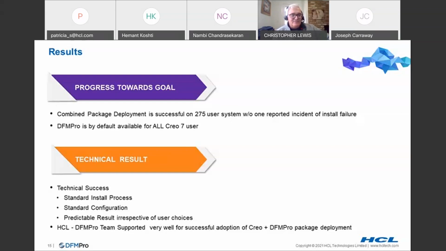But for everyone else, DFMPro is now available. It's there on the menus. They can click and they can run. So that was technical success. You're configured, you get a predictable result, and no more user variability involved. So again, just a big pat on the back to HCL. They really helped us here, and if it wasn't for them, we wouldn't have been anywhere near as successful from a technical perspective.